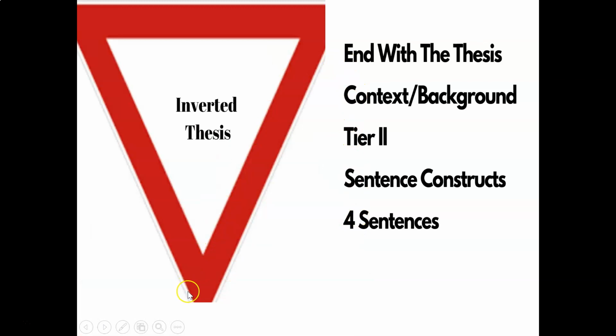If we invert, you end with the thesis, you end with your point. So you might start with a hook, an analogy. As you funnel down, boom, drop the thesis, fourth sentence, same stuff. Tier 2 sentence constructs for the voice, the rhythm, and flow, exactly four sentences.